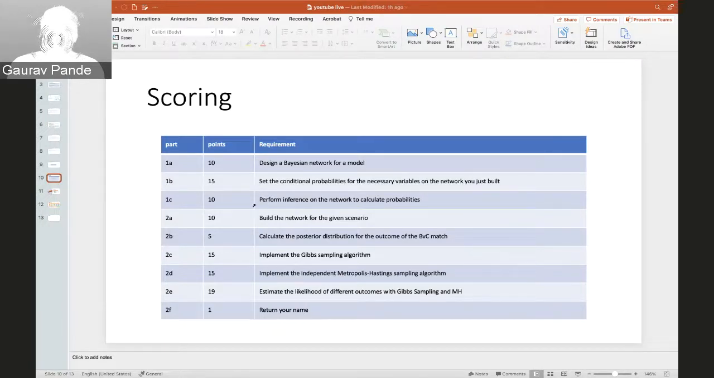And then for 1C, performing inference is 10 points. Building the network for the second scenario, the match between A and B, is 10 points, and calculating the posterior probability for the outcome of the B versus C match is 5 points. Implementing Gibbs sampling is 15, Metropolis-Hastings sampling is 15, and finally converging these two algorithms and comparing them is 10 points, and then at the end you return your name. So that's the scoring part.